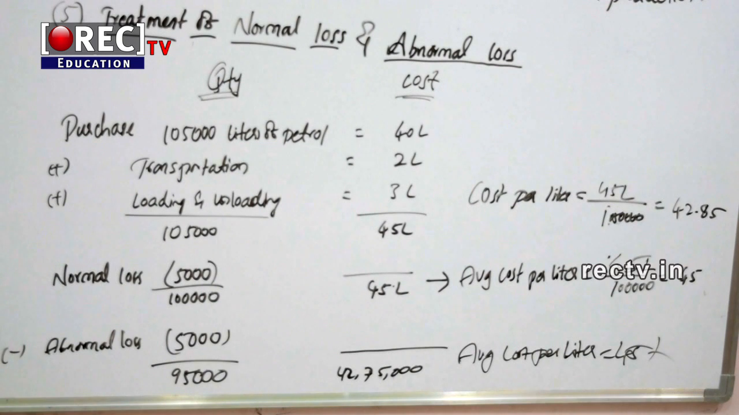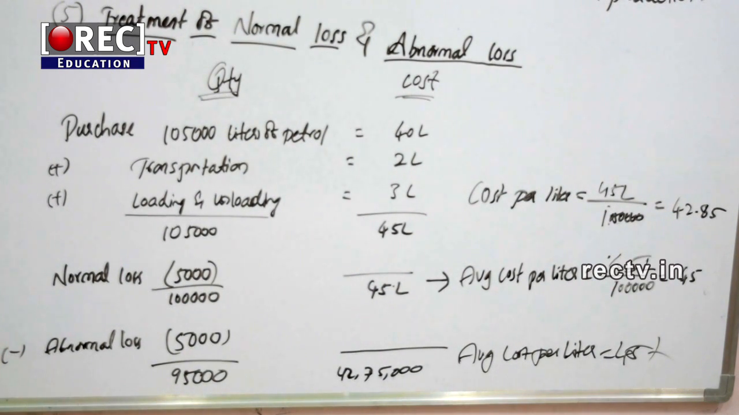Now we have incurred normal loss, that is 5,000. So we have to deduct that normal loss from the quantity. So it arrives at 1 lakh. But the cost doesn't change because normal loss will be absorbed by the production. So 45 lakhs is the cost for 1 lakh. Now what is the per liter cost? That is 45 per liter.